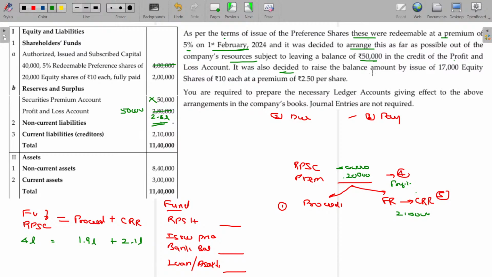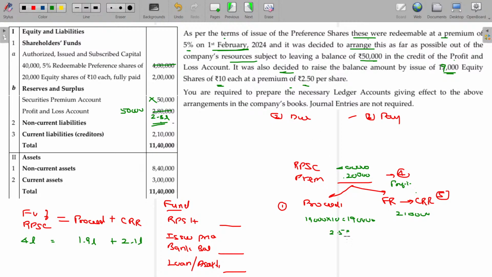Now, it was also decided to raise the balance amount by issue of 17,000 equity shares of rupees 10 each at a premium of rupees 12 rupee 50 paise. Now what happens here? You can make it 19,000 shares. Rather than 17, you can make it 19,000 shares. So 19,000 shares at rupees 10 each, 1,90,000 rupees. Issue price being at 12 rupees 50 paise. So 2 rupees 50 paise.